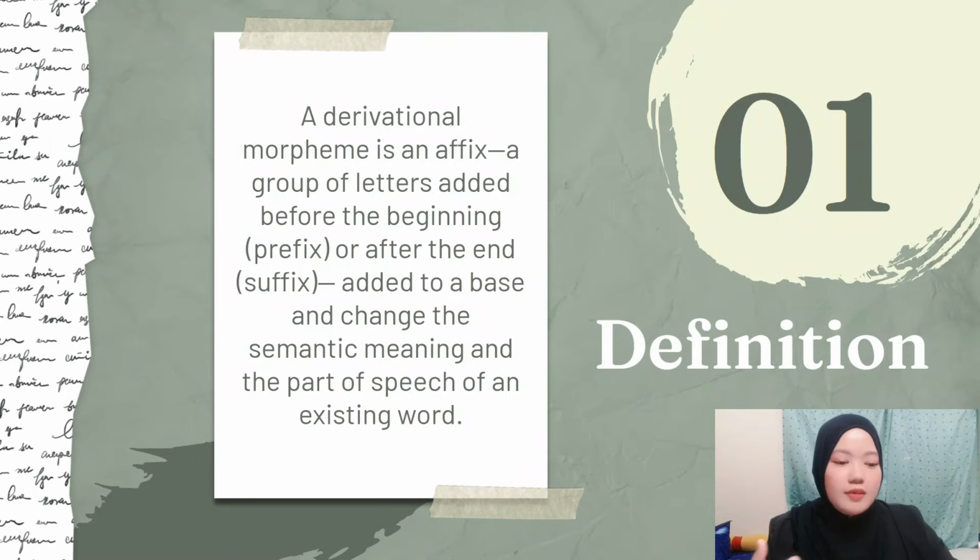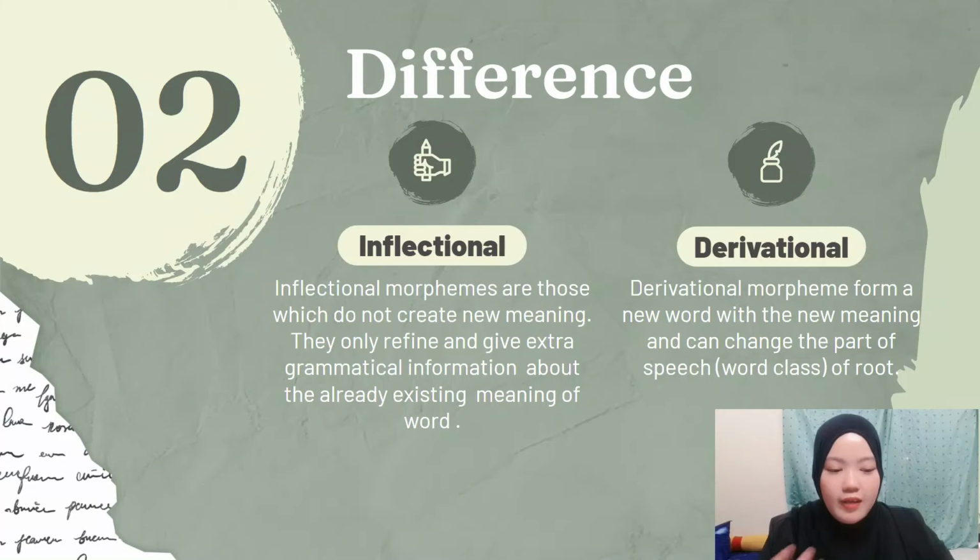Looking at the definition, a derivational morpheme is an affix, which is a group of letters added before the beginning, which we call a prefix, or at the end, which we call a suffix, added to a base, and it changes the semantic meaning and part of speech of an existing word. In this process of word formation, there are two functions: derivational and inflectional.